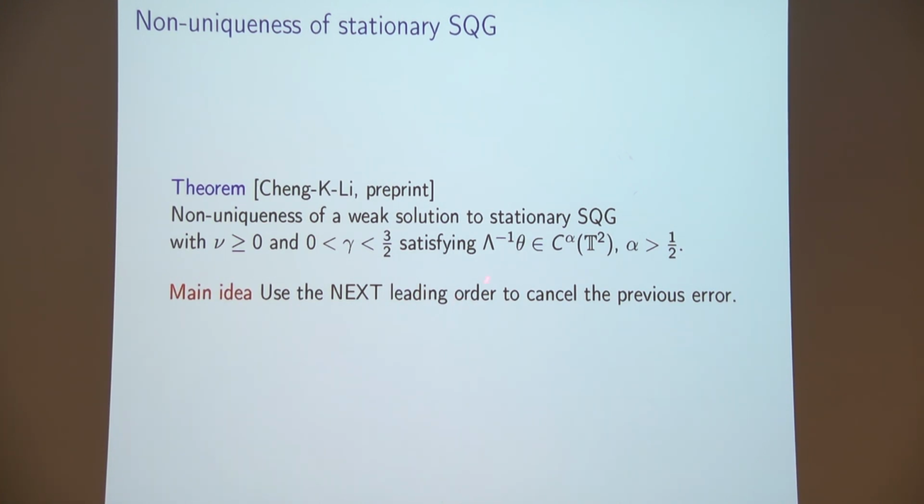So we wrote the result for stationary SQG, and here I include my collaborators Chung and Lee. Our main idea was actually pretty simple. We just go down to the next leading order term of the low frequency and use that to cancel out the previous error. Of course, it requires a new scheme for the cancellation, but that can be easily done based on some algebraic lemma.